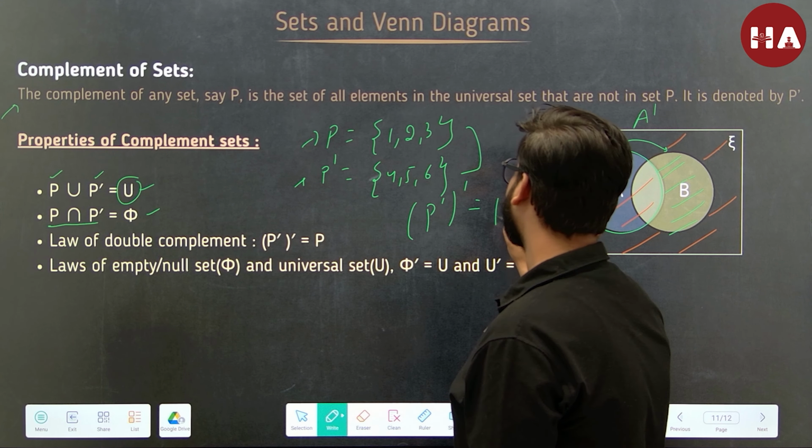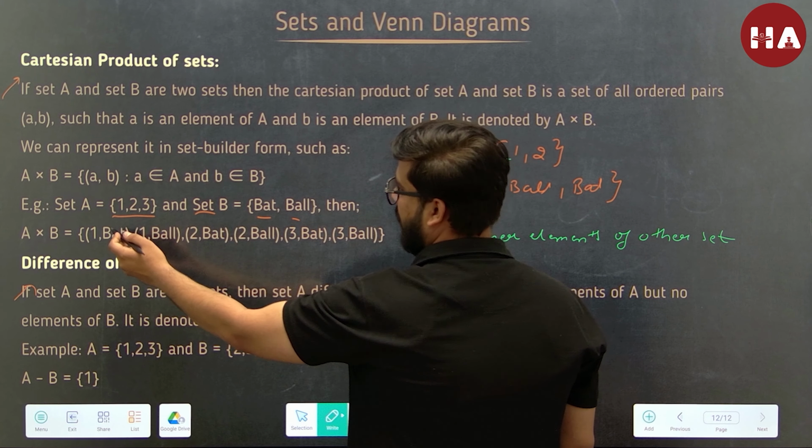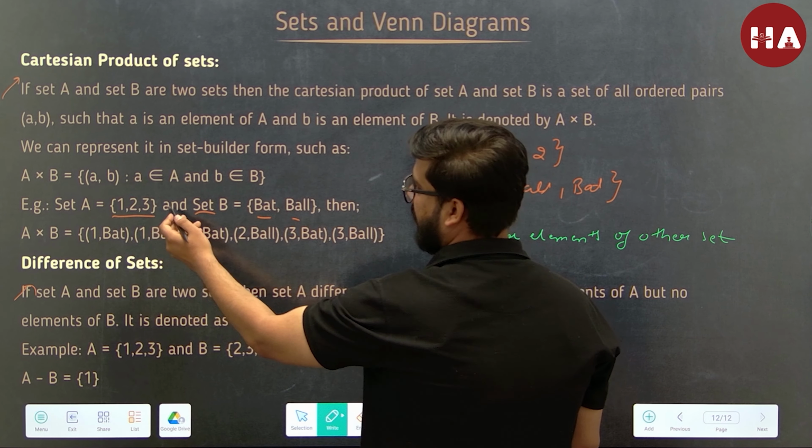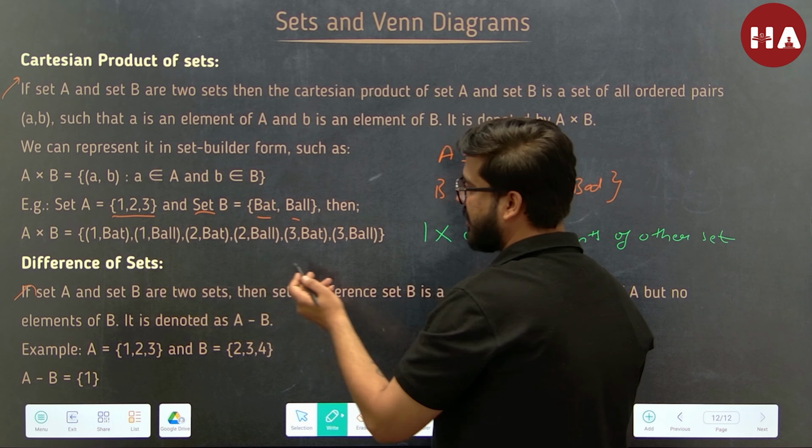Similarly, you have to repeat this process. So I have written an example for you. Set A comprises of 3 elements 1, 2, 3 and set B has 2 elements, one is bat and ball. So the combinations will be 1 bat, and 1 ball. Similarly 2 bat, 2 ball and so on. So you can note this down for your example.